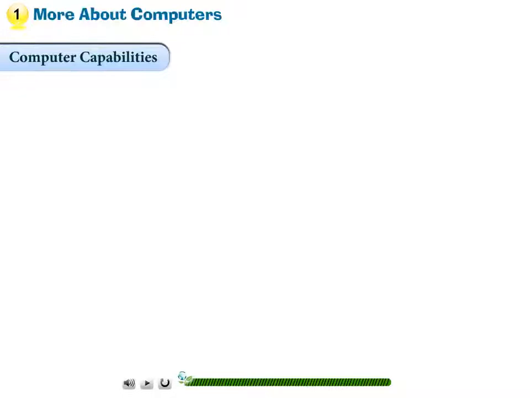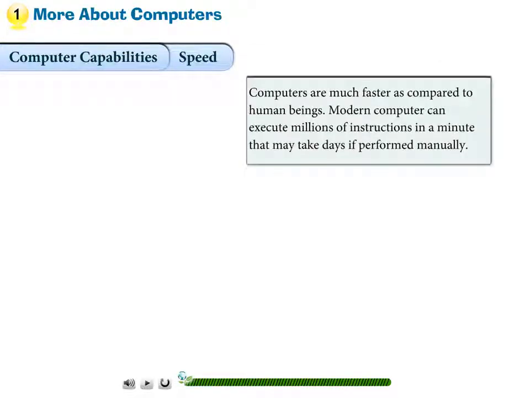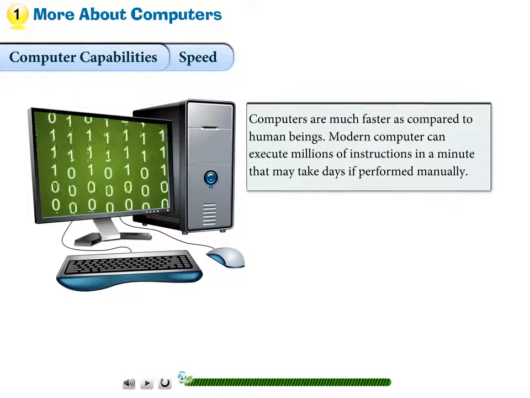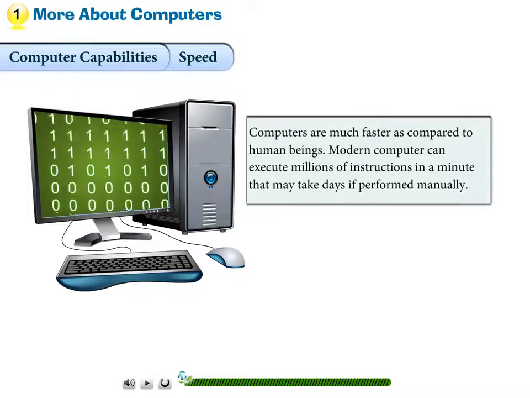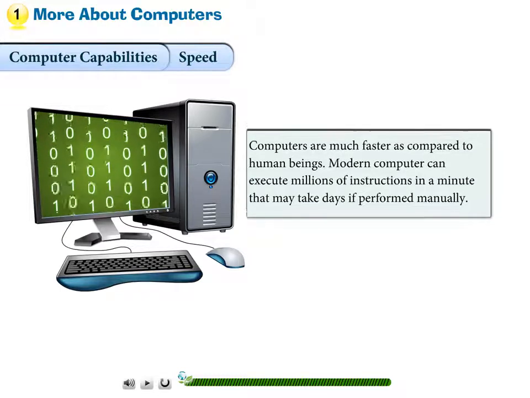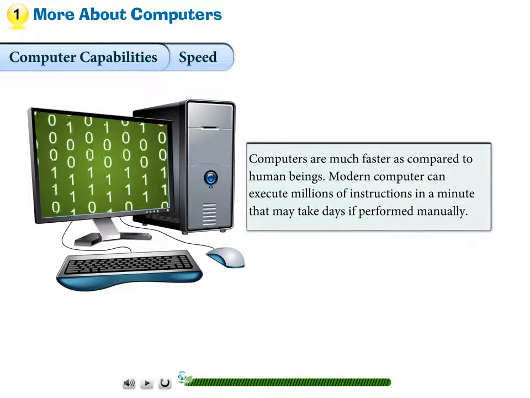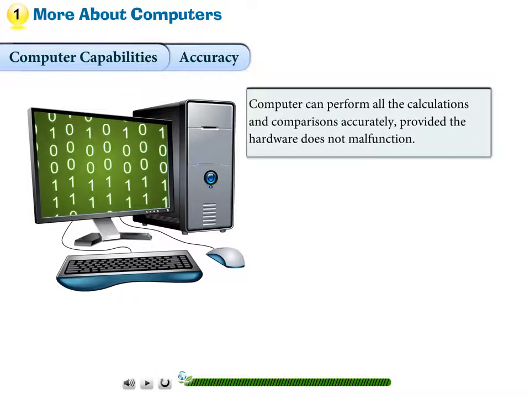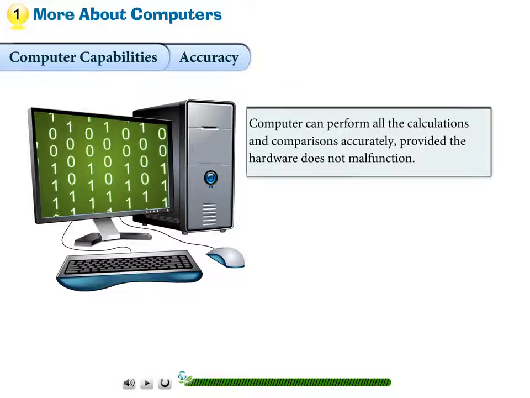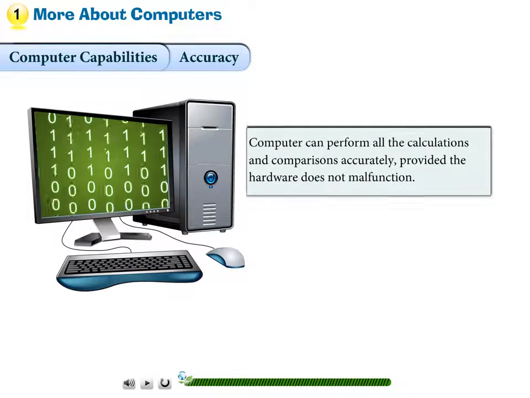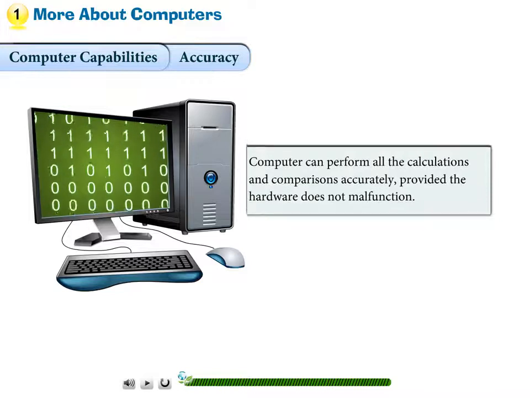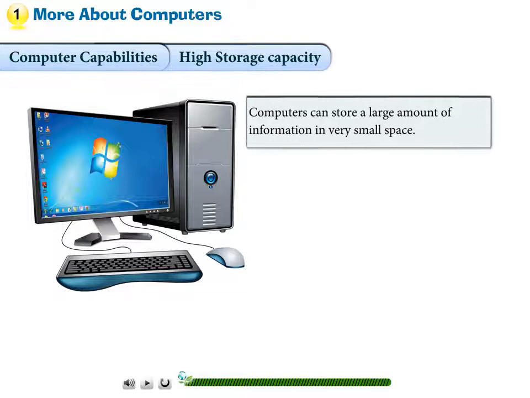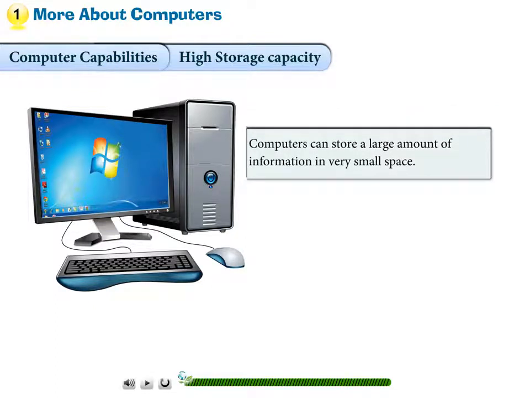Computer capabilities. Speed. Computers are much faster as compared to human beings. A modern computer can execute millions of instructions in a minute that may take days if performed manually. Accuracy. A computer can perform all the calculations and comparisons accurately, provided the hardware does not malfunction. High storage capacity. Computers can store a large amount of information in very small space.